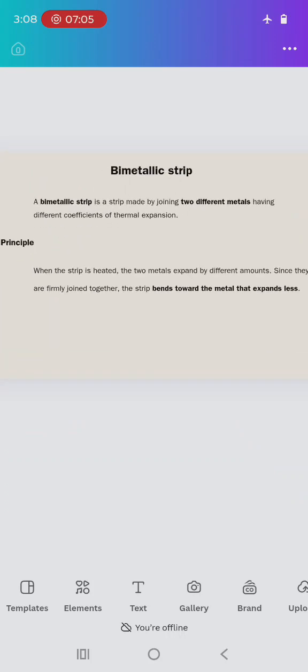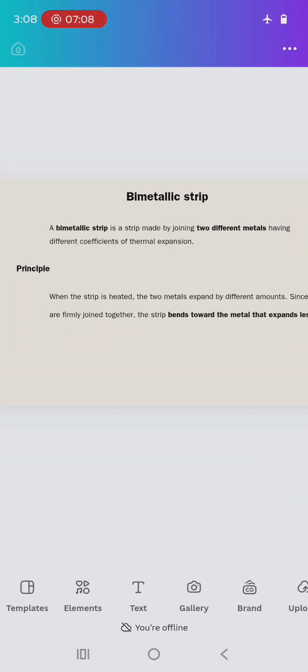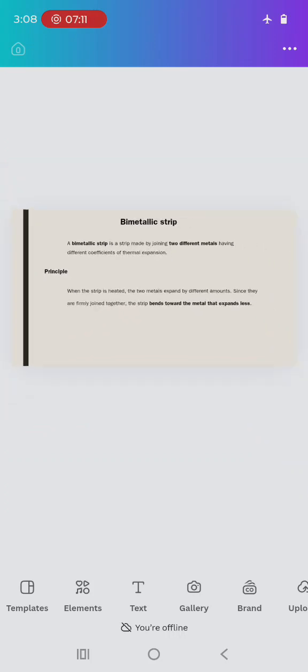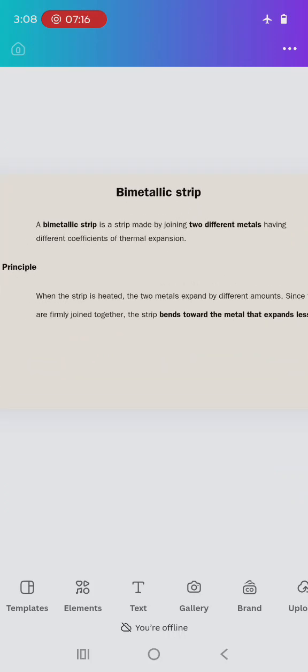Next topic is bimetallic strip. What is a bimetallic strip? A bimetallic strip is a strip made by joining two different metals having different coefficients of thermal expansion.